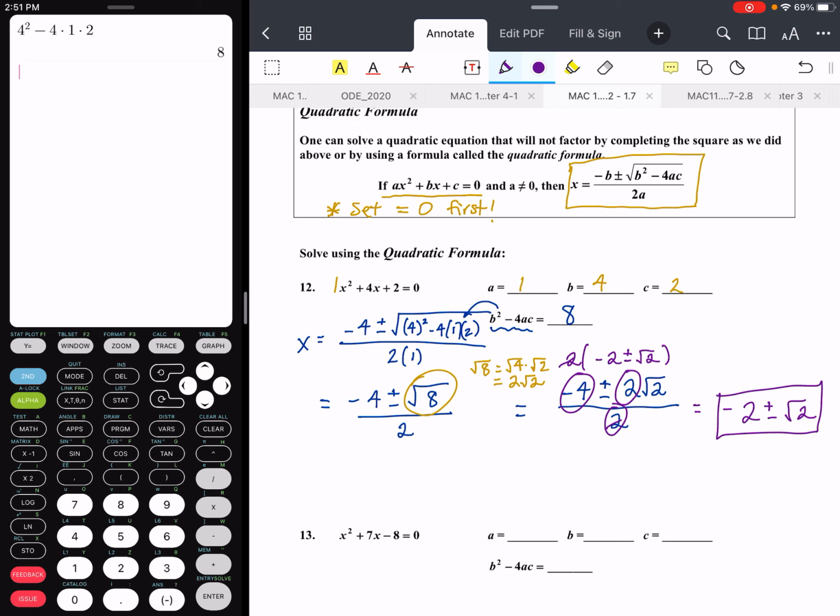Another approach, when you have negative 4 plus or minus 2 square roots of 2, whole thing over 2, you can also just split this into 2 fractions. You can always do that to play it safe. So negative 4 over 2 plus or minus 2 square root of 2 over 2. You can see the 2's cancel there, and then the negative 4 over positive 2 cancels to a negative 2. So it leaves you with your negative 2 plus or minus your square root of 2.